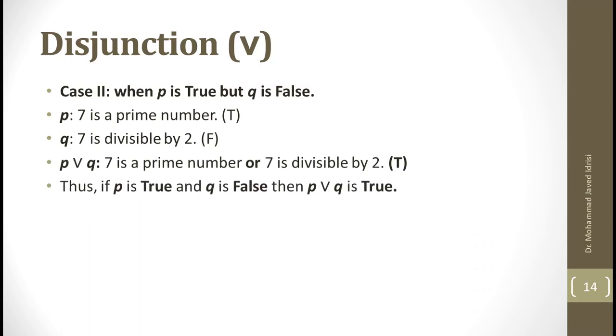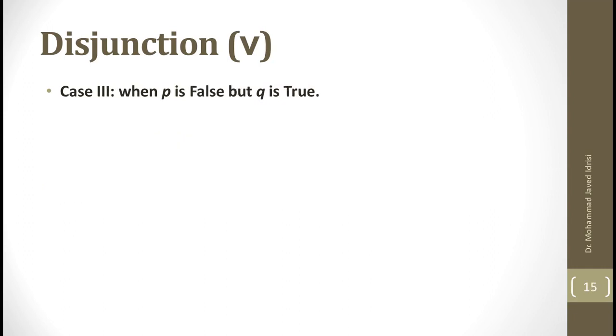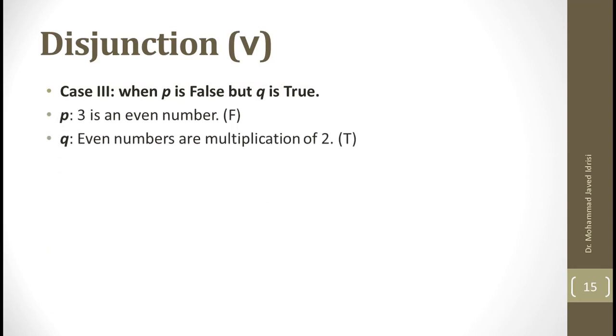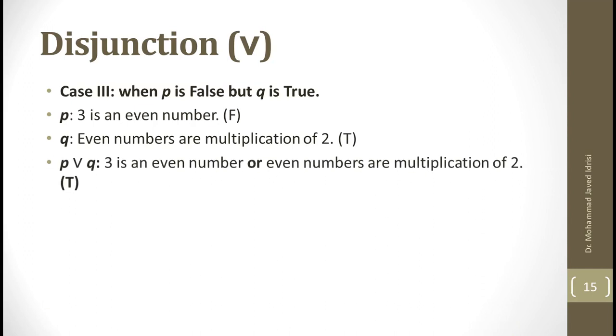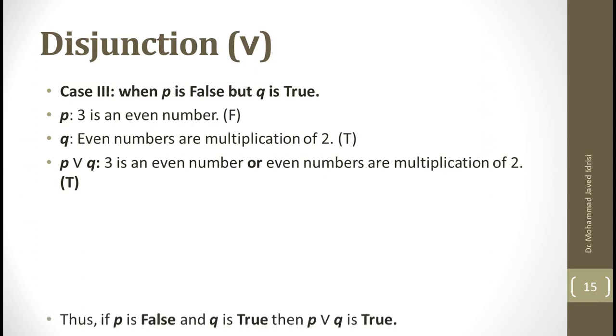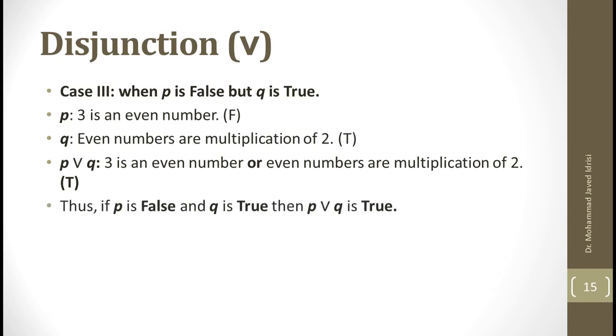So we can say that the disjunction of P and Q is true if P is true and Q is false. In the third case, we consider P is false but Q is true. Here P is 3 is an even number, which is a false proposition, and proposition Q is even numbers are multiplication of 2, which is the true proposition. So their disjunction is 3 is an even number or even numbers are multiplication of 2, which is a true proposition. So the disjunction of P and Q is true if P is false and Q is true.